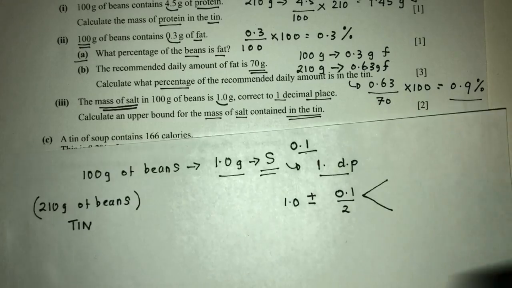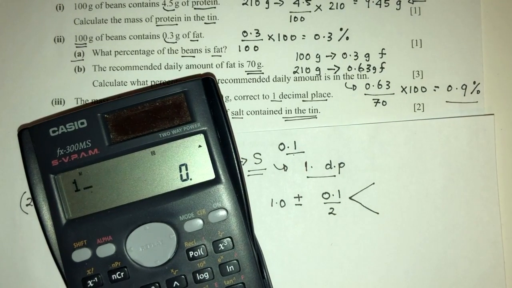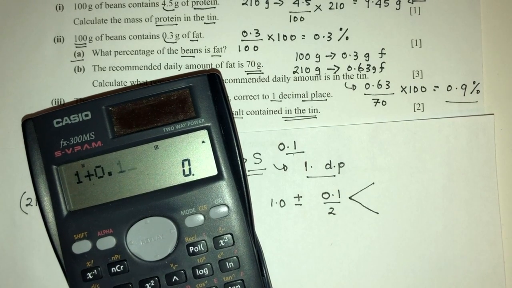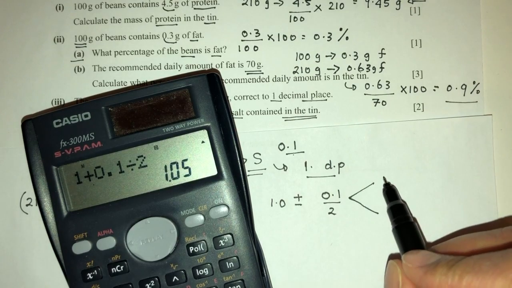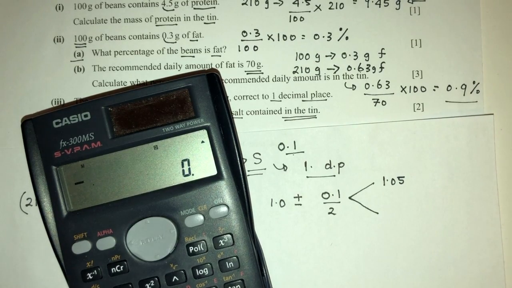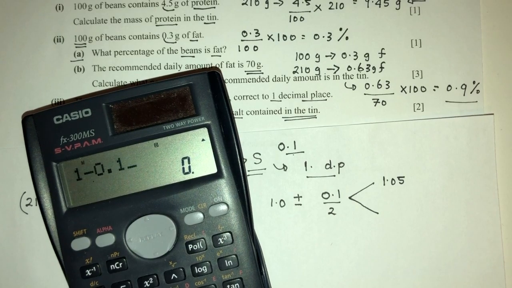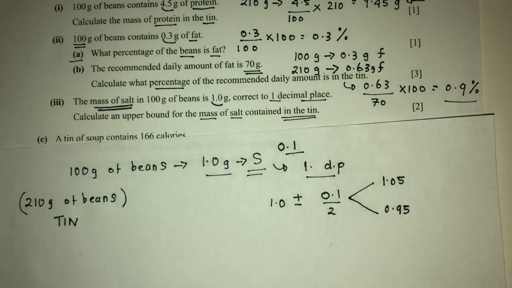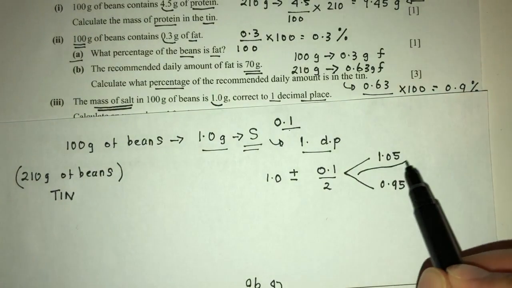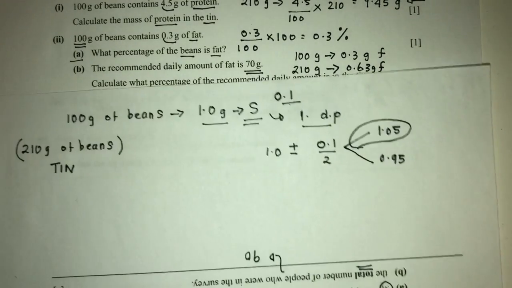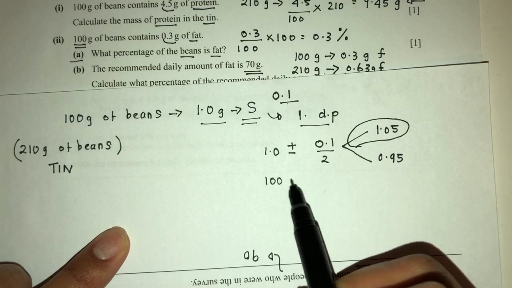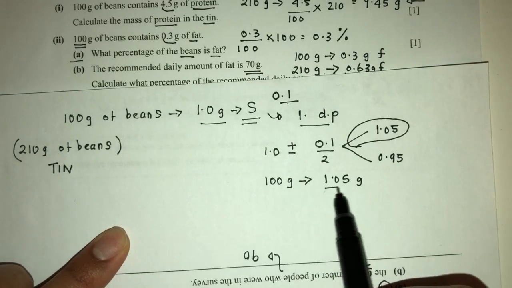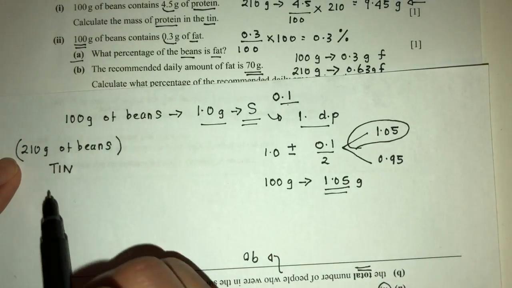So that will be 1 plus 0.1 divided by 2. That will be 1.05 for the upper bound. And 1 minus 0.1 divided by 2. That will be 0.95 for the lower bound. So now, if you take the upper bound value, it will be this one. So now we can say that in 100 grams, we know that it has 1.05 grams of salt for the upper bound value. Now, for 210, let's do that.